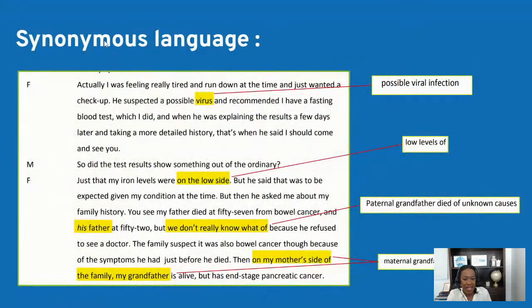Okay, so you can see here the synonymous language used. So instead of possible viral infection, the patient says possible virus. Instead of low levels of, it was on the low side. Instead of paternal grandfather, it's his father, my father's father. Instead of maternal grandfather, it's my grandfather on my mother's side of the family. Okay, so that's just a side note, but just something to be aware of if you are finding keeping track a little bit difficult.